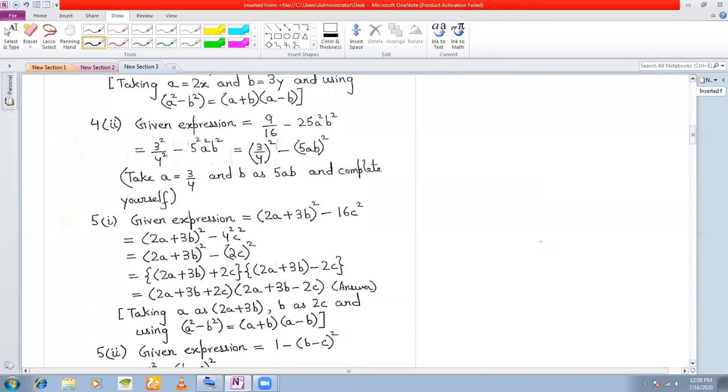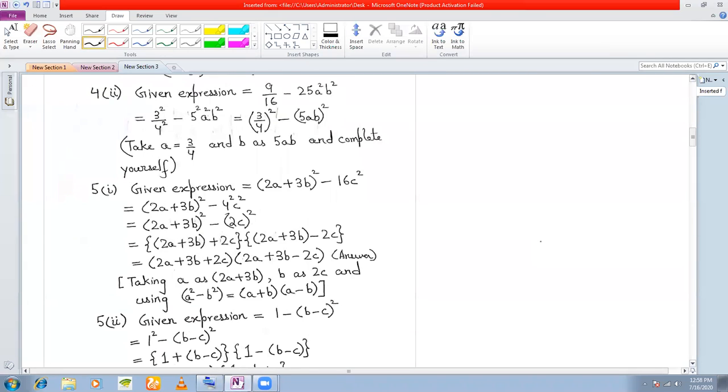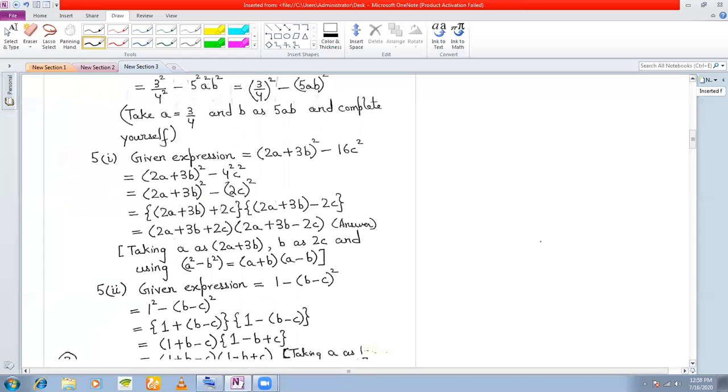Okay, so this is also a similar one. Okay, 4 2, so I'll skip 4 2. Look at 5 1. So you have (2a + 3b) whole square minus 16c square. Now this expression, if you see, is already a perfect square, isn't it? 2a plus 3b has been raised to the power 2, so this expression is already a perfect square.